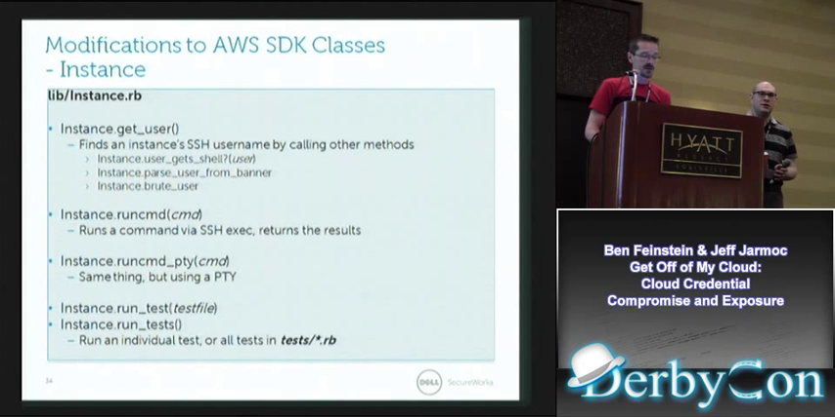So the first class that we had to modify was the instance class. This is the class that defines the object that represents each Amazon Web Service instance. I added a method called getUser that finds the SSH username by checking to see if that user gets a shell, by parsing the user from the banner, or by brute forcing the username. Then I added a run command option that just runs a command via SSH exec.